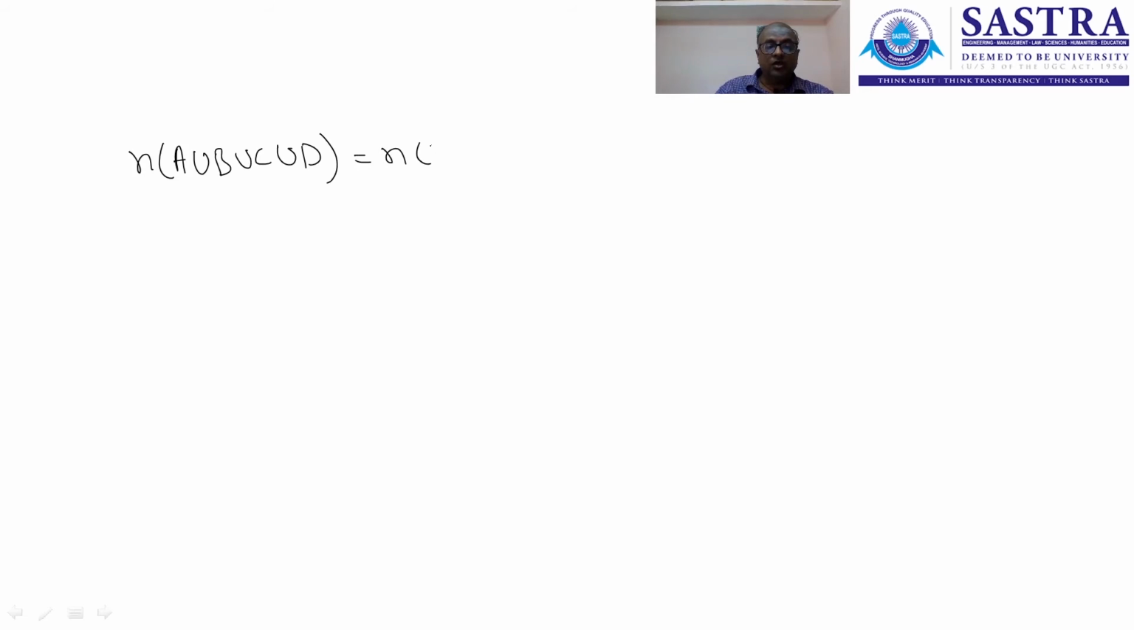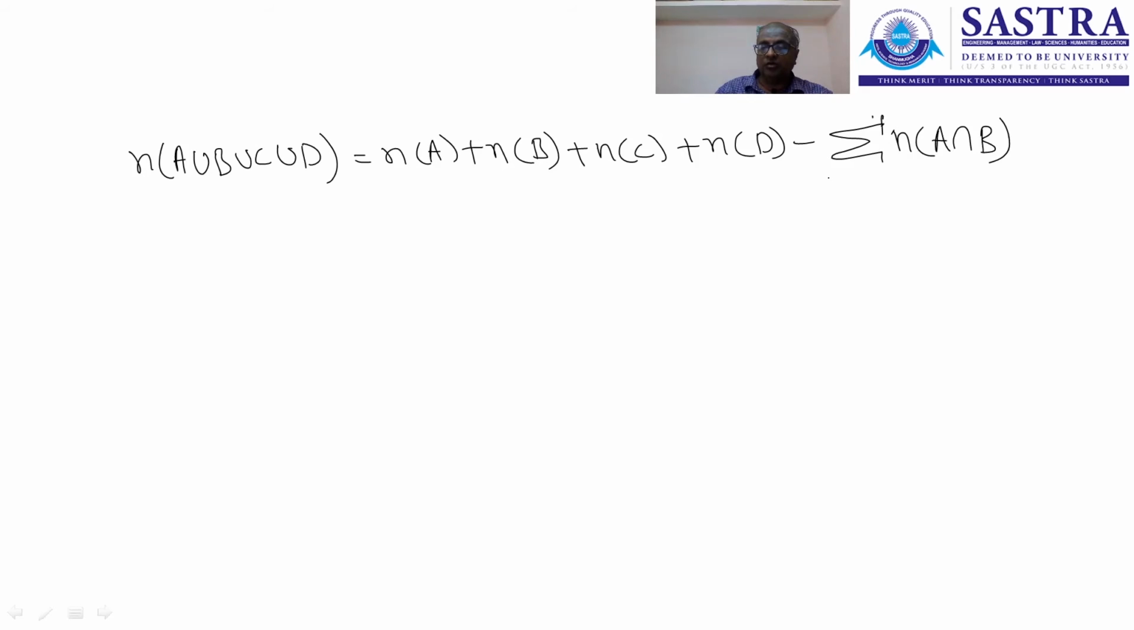This is equal to N of A plus N of B, number of elements in B, plus N of C plus N of D minus, let me write down like this, summation of N of A intersection B. Okay, so I take all the combinations here, plus summation N of A intersection B intersection C minus N of A intersection B intersection C intersection D. Okay, so now I have to simplify this.